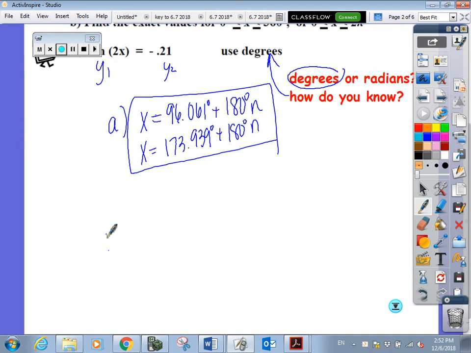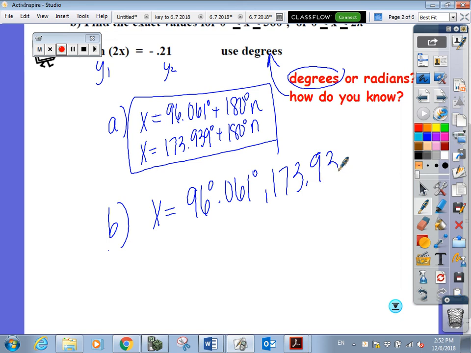All right, letter B says find all of the answers between 0 degrees and 360 degrees. Well, we already have two of them, 96.061, 173.939. And then we can keep finding the intersect, or to find the third, we can go back to what we do without a calculator. To find the third, we add the period to the first. To find the fourth, we add the period to the second, and you could do that forever since we know there are 4 answers, and the reason we know there are 4 answers is because when we look at our graph, that line, negative 0.21, crosses the function 4 times.